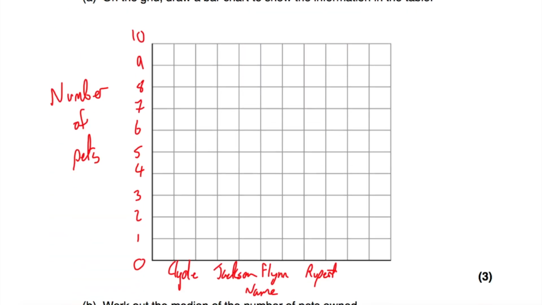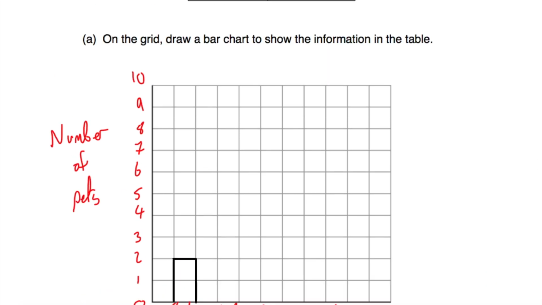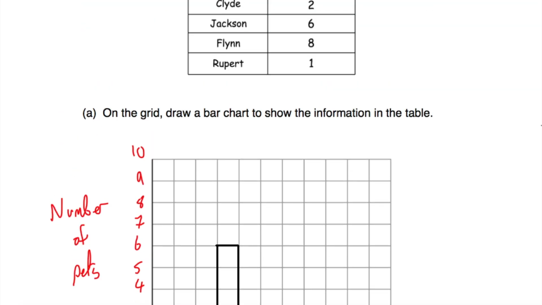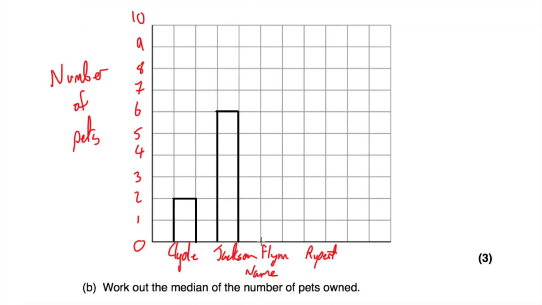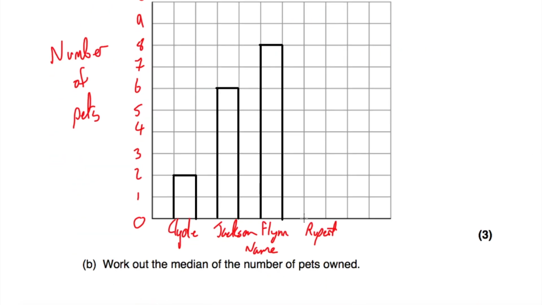So Clyde has got 2 pets, so let's draw his bar. So get a pencil and ruler, and we need to draw a bar that goes up to 2, across and down. Jackson has got 6 pets, so let's draw his bar. So we're going up to 6, across and down. Flynn, he's got 8 pets, so we're going up to 8 in terms of the number of pets owned. 8, across and down. And then finally Rupert, he owns 1 pet, so that's going to go up to 1, across and down.